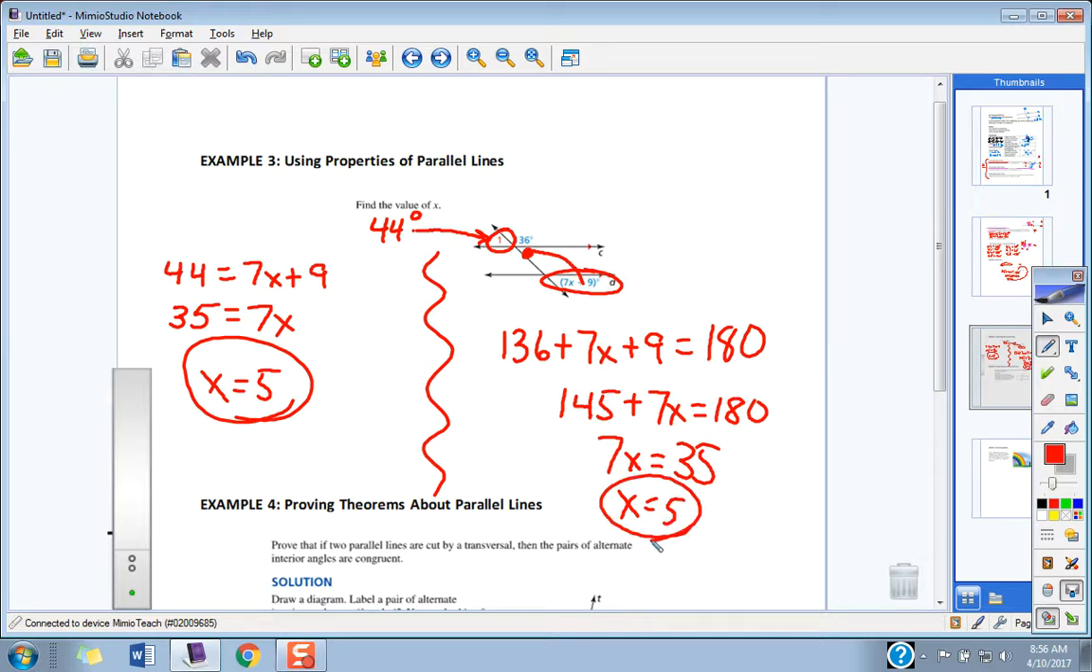Carson, do you have a paper clip? No. All right. Next one.